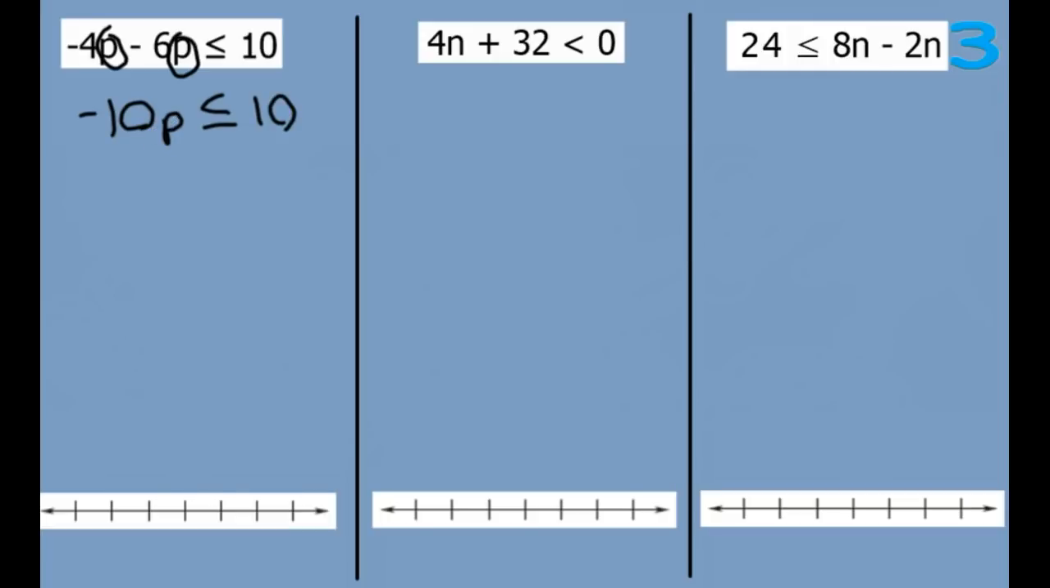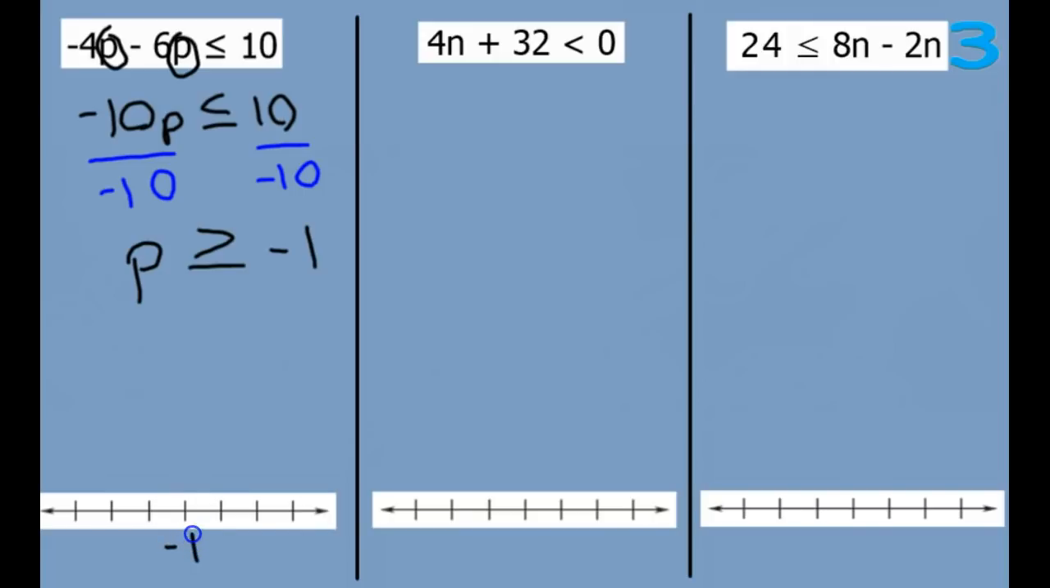To solve this, we need to divide by negative 10 and divide by negative 10. So p will equal, or p, we divided by a negative number, so we need to flip our sign. So p is greater than or equal to 10 divided by negative 10, which is negative 1.